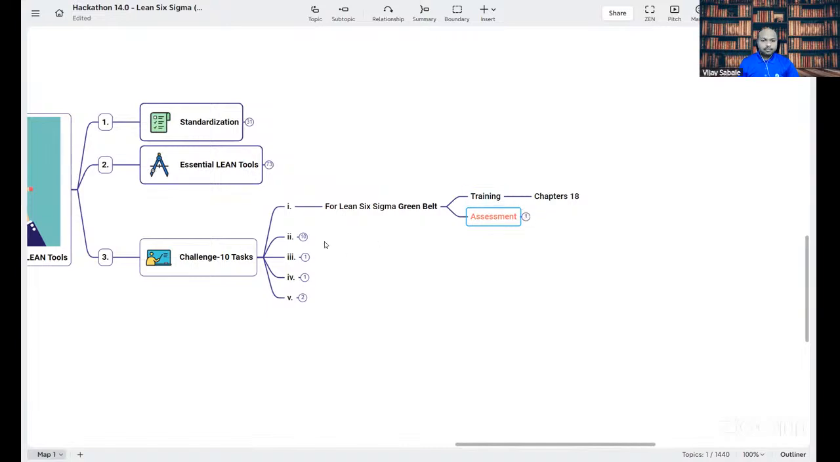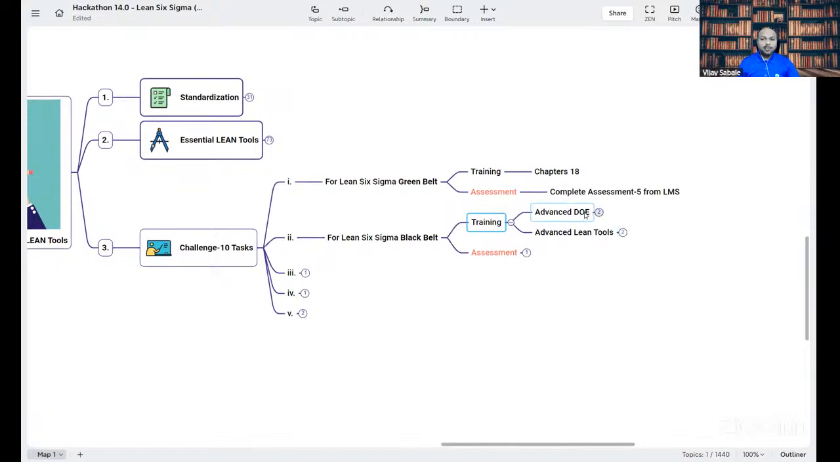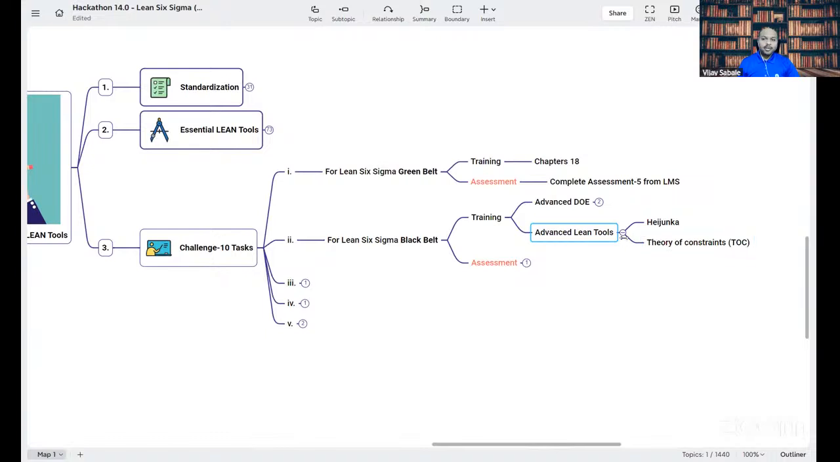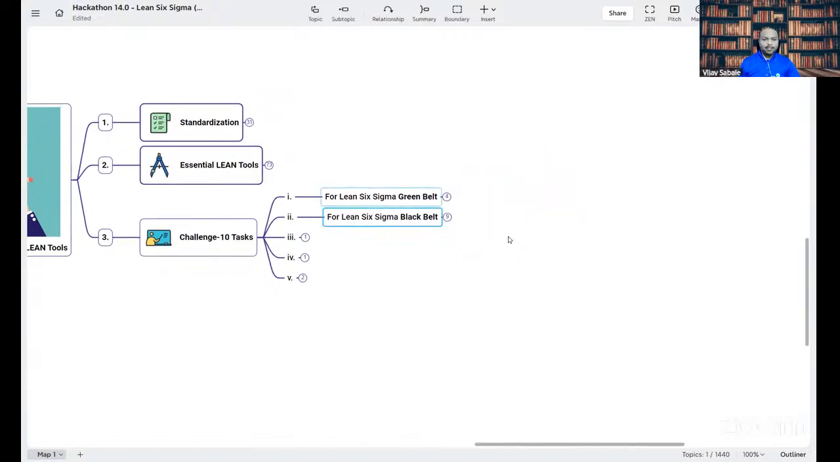For the black belt, you need to complete the advanced design of experiment. I think we have already done that. Advanced Lean tools you need to learn, that's Heijunka and theory of constraints. Please go there and understand this with the help of a practical example. And you need to complete assessment 9 as a part of this black belt training. We'll also share these tasks below the recording of today's session. So below that, you will see what tasks you need to complete, and you can go for it. Is it clear about the tasks for green belt and black belt?